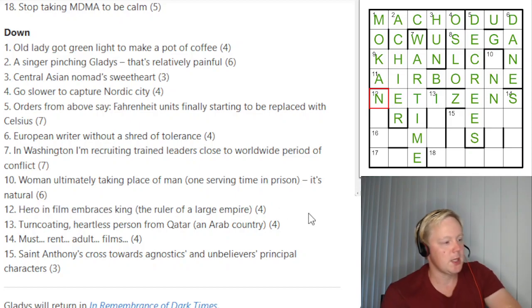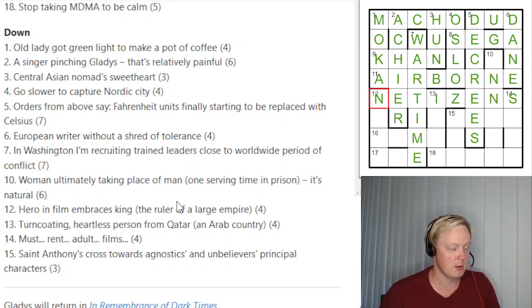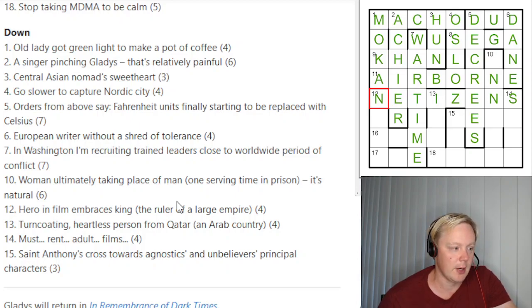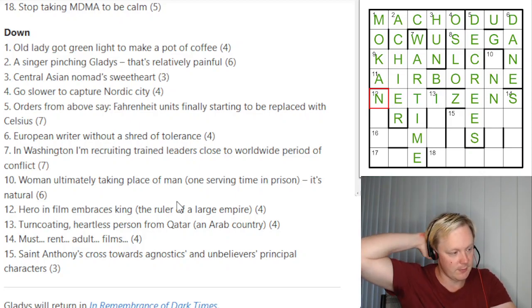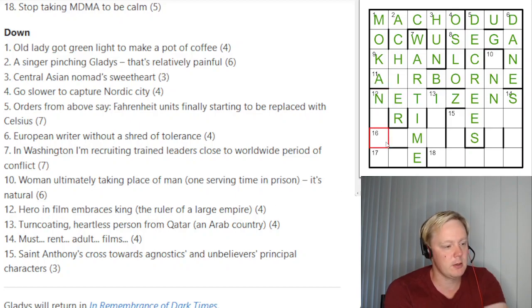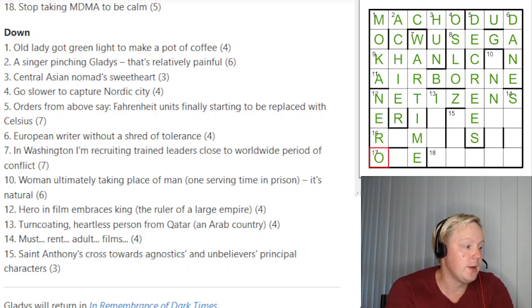Hero in film embraces king, the ruler of a large empire. Well, king has some synonyms. It can be K from chess notation, where the king is K. It can be R from Latin, like Rex, which is used, at least in Britain, in abbreviations for kings. For example, the current king is CR, Charles Rex. But here it is just R. And hero in film, three letters, is Neo, the hero of the film The Matrix. And Nero was the ruler of a large empire, i.e. the Roman Empire.